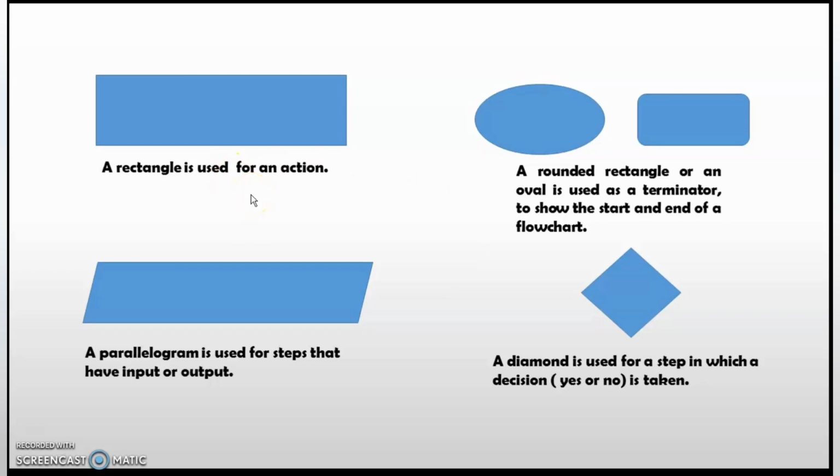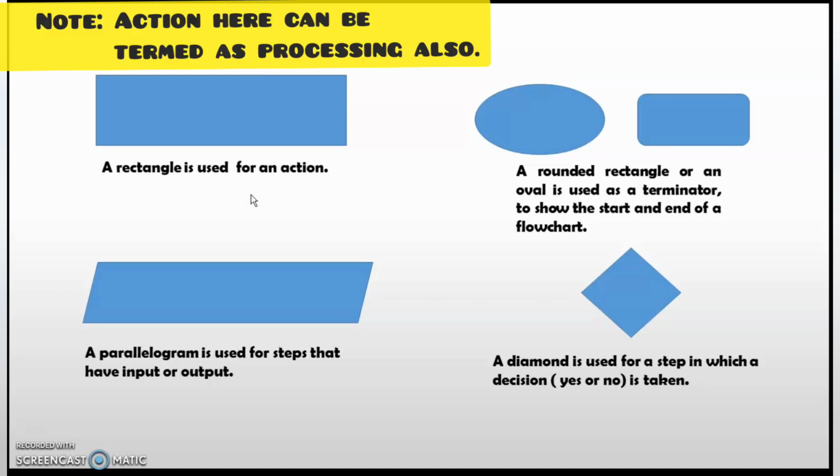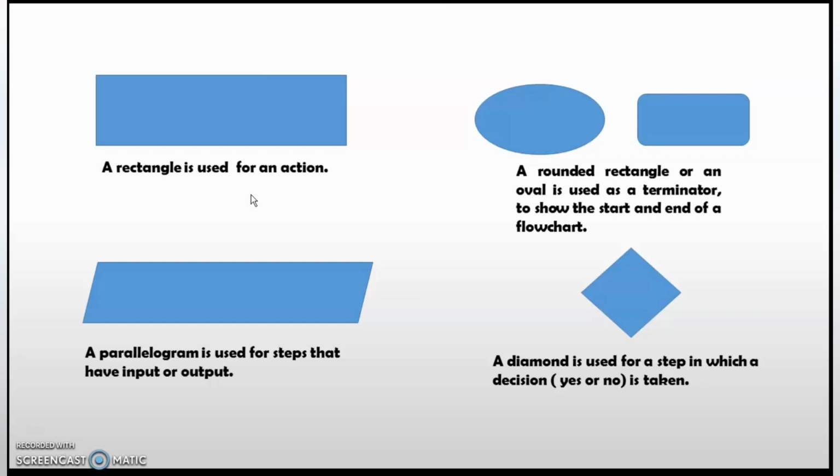As you can see on the screen, there are some shapes. Okay, first one is rectangle. A rectangle is used for an action. So whenever you are creating a flowchart and you are using the rectangle there, then it means you are showing an action.